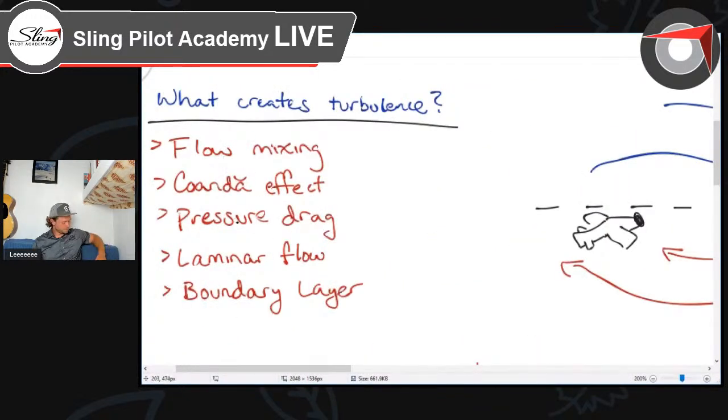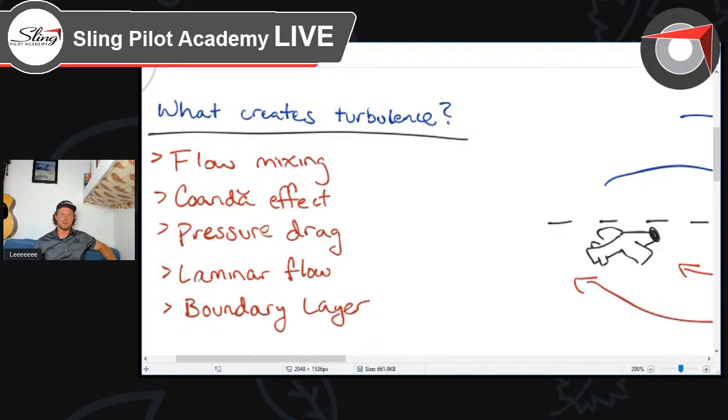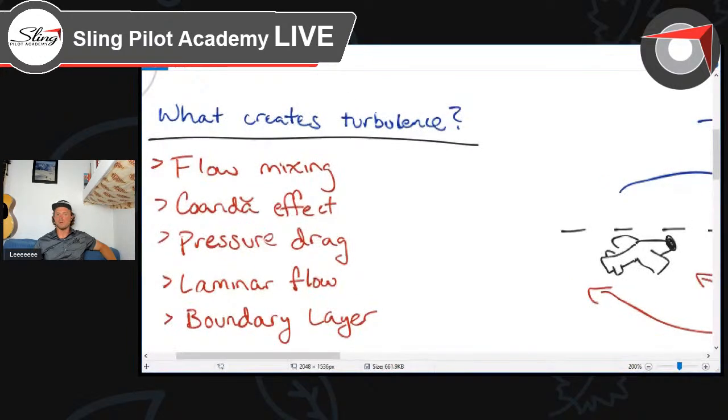Okay, so things we're talking about today, what creates turbulence. First, we're going to talk about flow mixing, which is essentially the big problem with what we all think about when we think about turbulence. Turbulence in an airliner where we're flying along and it hits, we get bumpy and the seatbelt sign comes on and all that kind of stuff.